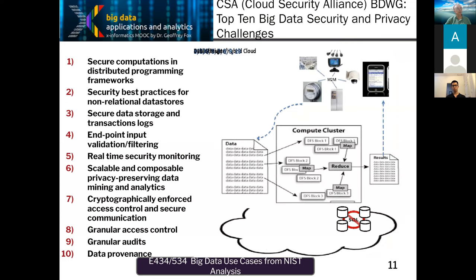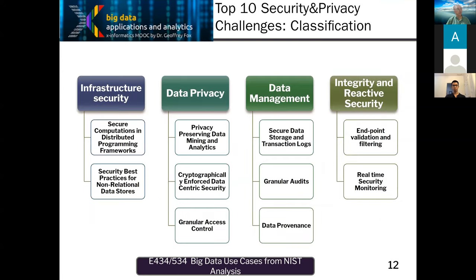The security and privacy work group in this activity was very strong. And they had 10 security challenges, which are a mixture of technologies and best practices, like secure data storage, real-time monitoring, access control with various levels of granularity, auditing, provenance, and so on. And they're linked here, and also on the next page, they're divided into these four areas: infrastructure security, secure distributed systems. Your storage has to be secure.